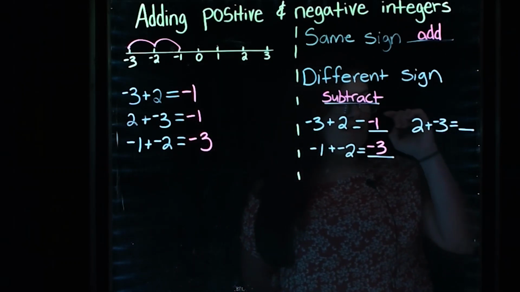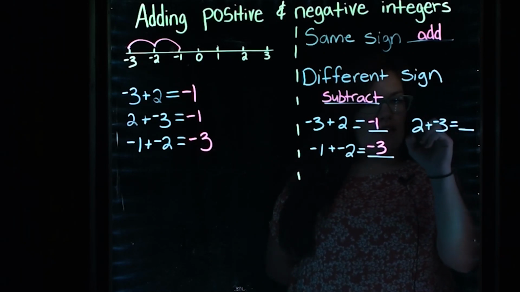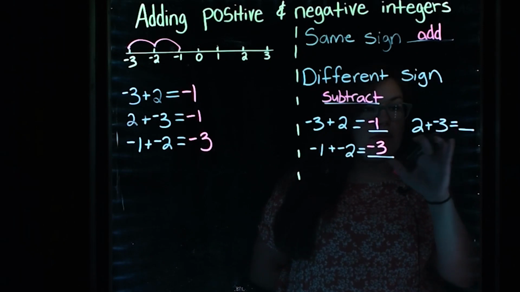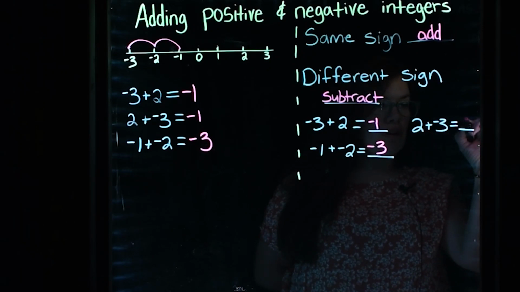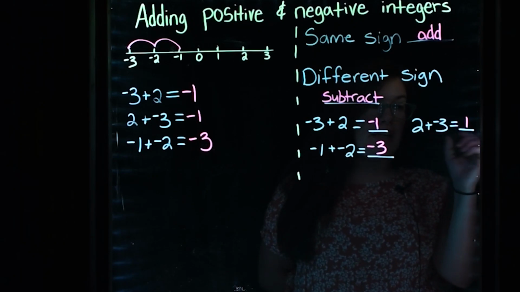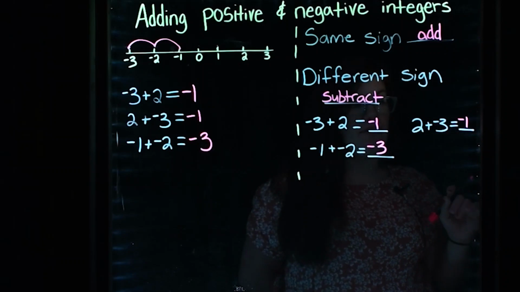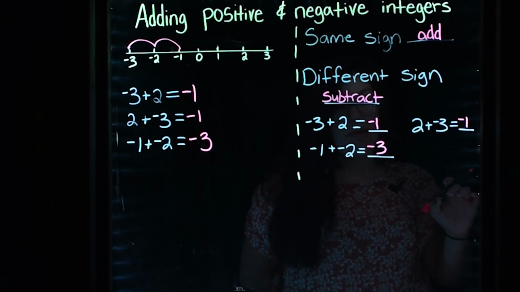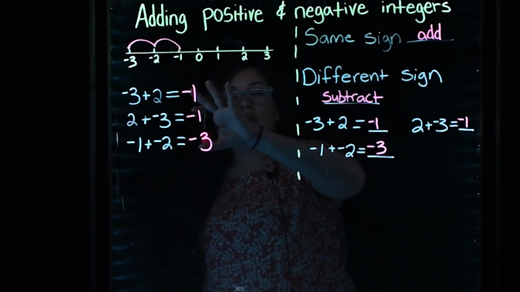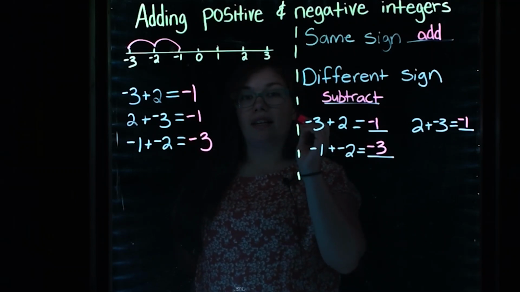Let's check this one. I've got different signs, a negative and a positive, and I can just subtract as if they were both positive. 3 minus 2 is 1. Now I look at the bigger number for the matching sign, so my answer needs to be negative since -3 is the bigger number.